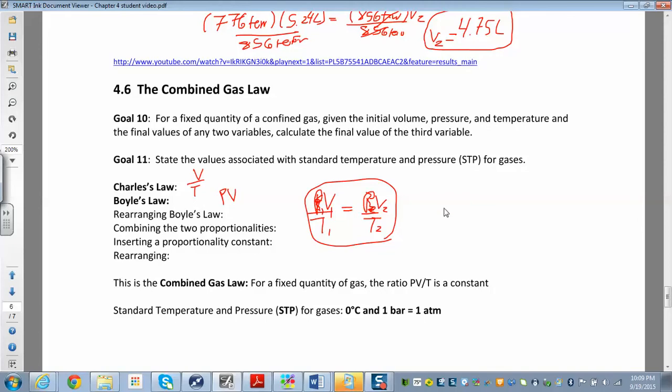But so we have PV over T equals PV over T. So PV over T equals the constant. PV over T has to equal that.